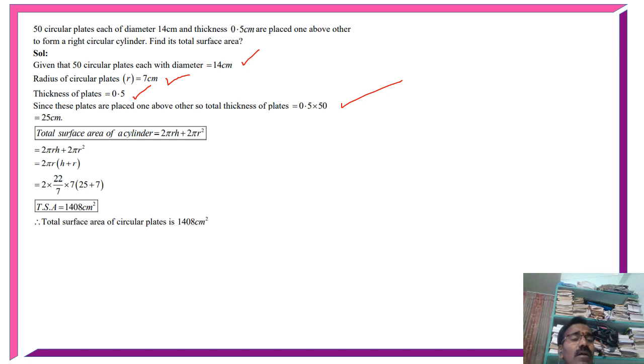Total surface area we need to find, that is nothing but 2 pi rh plus 2 pi r square, or 2 pi r of h plus r. 2 into pi value 22 by 7 into 7 as the radius, and substitute h as 25 we got here, plus 7, and simplify, we get surface area as 1408 centimeter square.